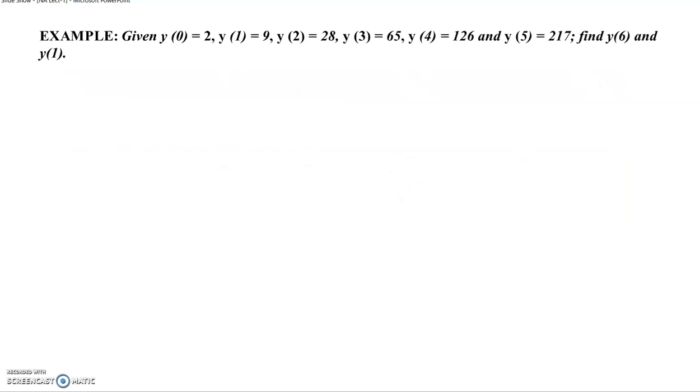Now next we'll do some examples. Our first example: some values are given at points 0, 1, 2, 3, 4, 5, and we have to find the value at 6 and at minus 1. That is before 0, and at 6, that is after 5. So we'll find these two values.